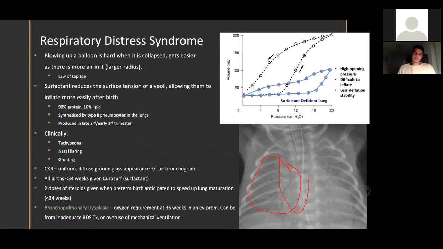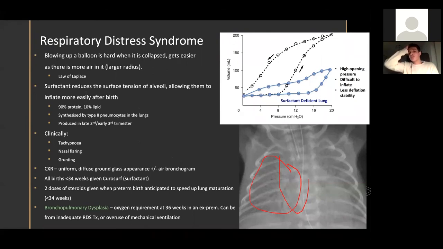Bronchopulmonary dysplasia is a condition which is tough to define. I wouldn't worry too much about it, but again, it's something you might see on a discharge summary. You need to understand what it is. Essentially, it's defined as having an oxygen requirement at 36 weeks in someone who was born prematurely before. Okay, so this can be for any reason, but it's commonly from respiratory distress syndrome, admission to NICU, poor respiratory effort at birth, and they can't wean them off oxygen.